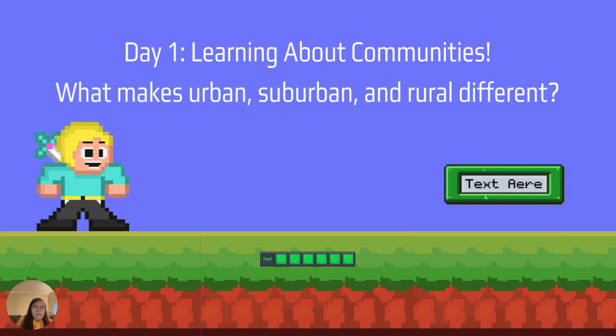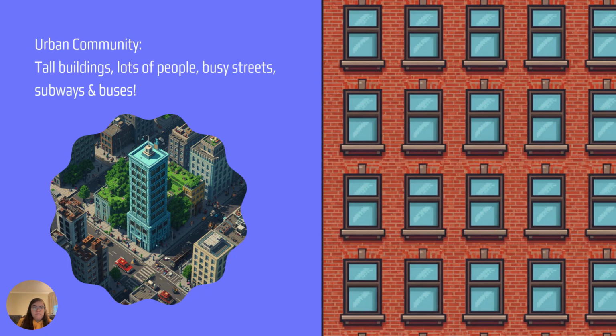We're still on day one, but now we're on an urban community slide. Here I would introduce urban communities. We are going to talk about the tall buildings that they see in the photo, how the streets are busy, the transportation, and how it's a very populated area. Students are going to practice identifying different features that they see in that image.